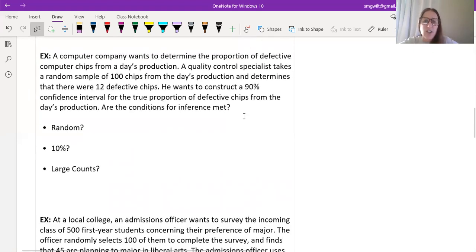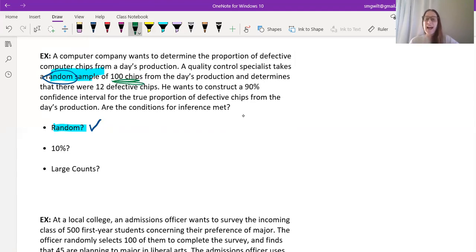Okay, so I have this situation. A computer company wants to determine the proportion of defective computer chips from the day's production. A quality control specialist takes a random sample. So the fact that it says it was a random sample means that this condition was met. Okay, so it has that word random. That means it was random. Of 100 chips from the day's production, and determines that there were 12 defective chips. So if we think about production, 100 chips is likely to not be very much in terms of the entire population.